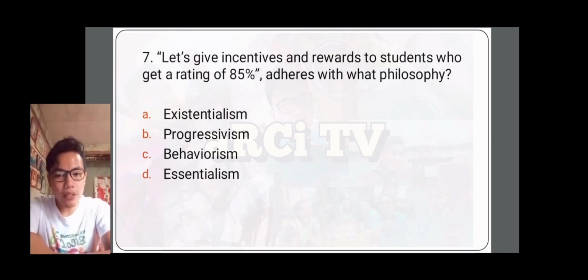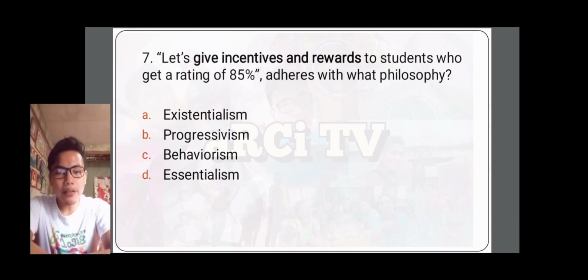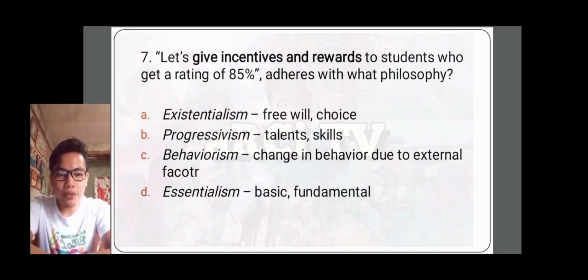Mag-isip po tayo, what is the keyword on the question? The keywords are give incentives and rewards. Now, finding connections between the keywords and the options. Letter D, basic fundamentals or essentials. Letter C, change in behavior due to external factors. Letter B, progressivism, talent, skills. Letter A, free will or choice, freedom, yada yada.